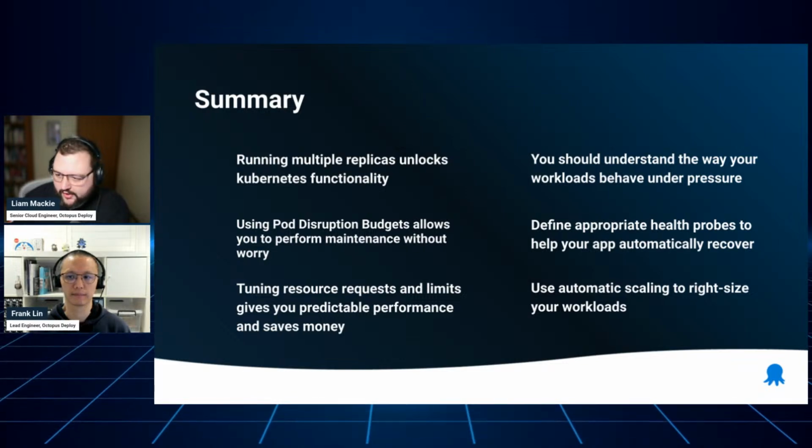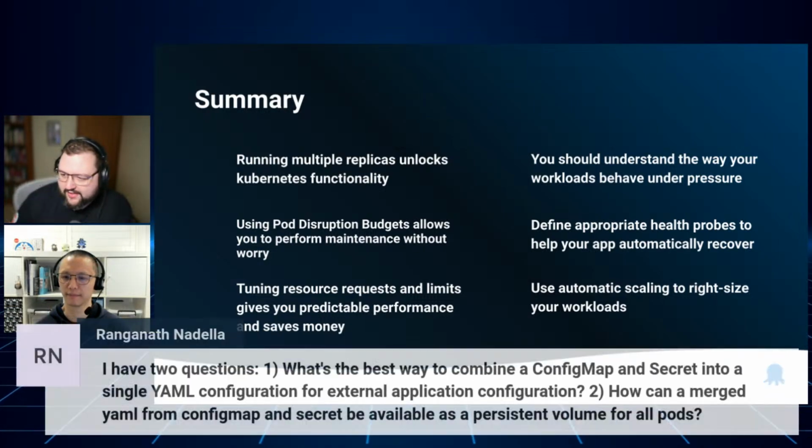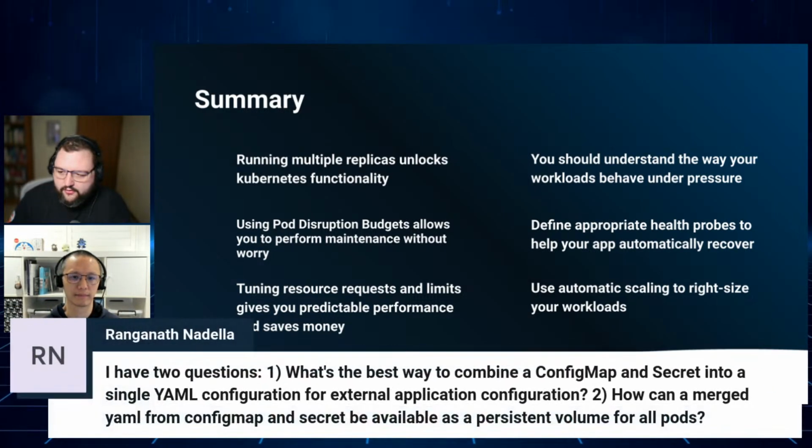Now, we've got a really good question here from Ranganath Nadella, which I'll show here. So what's the best way to combine a config map and a secret into a single YAML configuration for external application configuration? What's really interesting here is that config maps, you can mount them as various things. You can mount them as environment variables, or realistically, you'll usually mount a config map as a volume in a Kubernetes pod, which means essentially you're just pulling in that data.